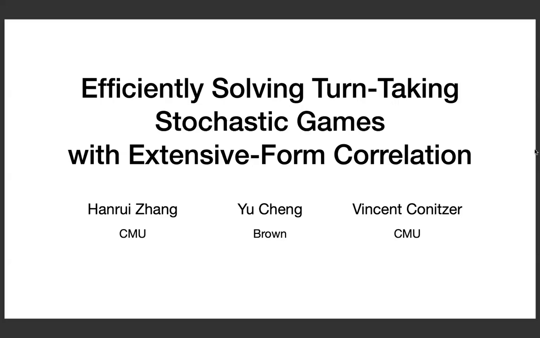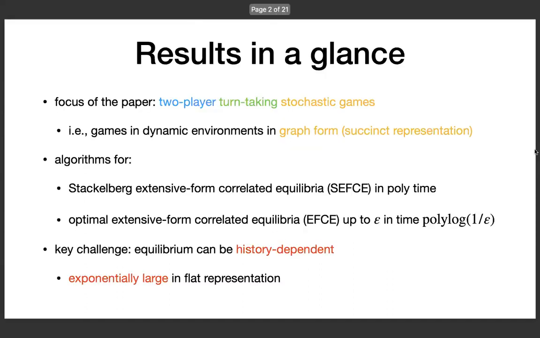Hello, I'm Hanrui. I'll tell you something about our paper in EC'23, Efficiently Solving Turn-Taking Stochastic Games with Extensive Form Correlation. It's a joint work with Cheng and Vincent Conitzer.